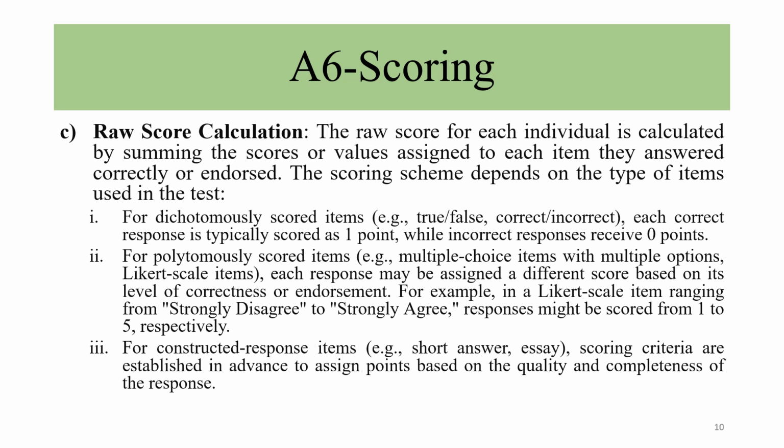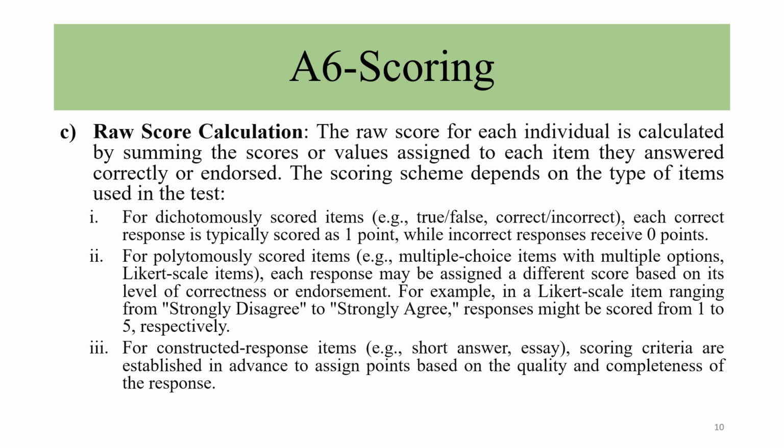The point is, for dichotomously scored items, true, false, correct, incorrect, dichotomous means which has two options to respond. Each correct response is typically scored as 1 point while incorrect as 0 points. As we do in 0, 1, the response type is used for true, false, and correct, incorrect, things like that. If they respond correctly, then they get 1 mark, otherwise no mark or 0 mark.